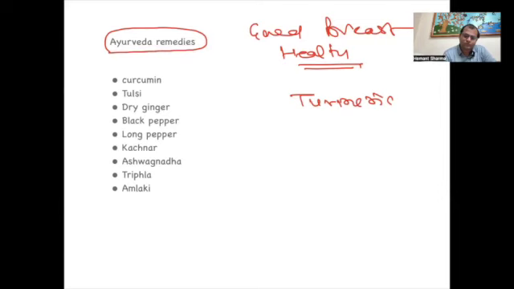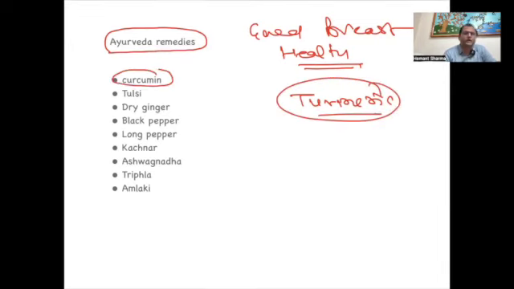So we know turmeric, 我们知道这个姜黄是吧？So curcumin is a very good ingredient found in turmeric. There are capsules or tablets available, or we can use fresh turmeric for good breast health.